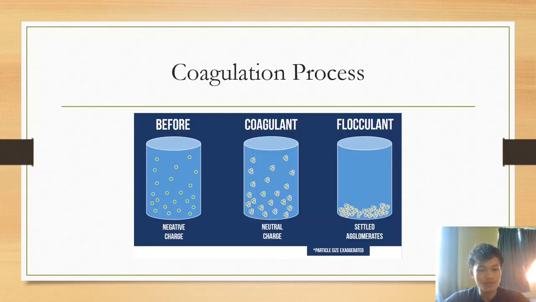From this picture, you can see that before adding the chemicals, the negative charge of the dirt are everywhere in the tank, but after adding the coagulant, they will bond together and will form the neutral charge. Once it has bonded together, they will settle to the bottom of the tank.